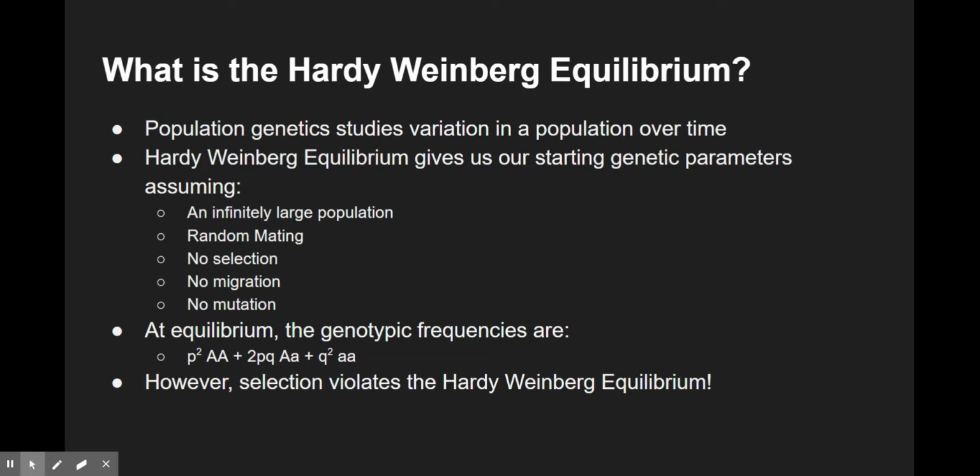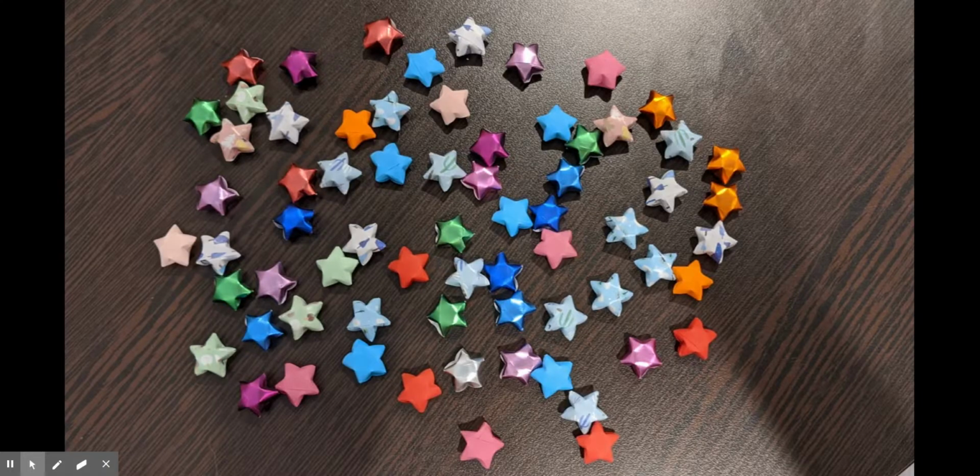You'll notice one of the assumptions is that there is no selection occurring. So if we come across a population in which selection is occurring, we'll have to alter the equilibrium to account for this. Let's look at this population of 70 stars.